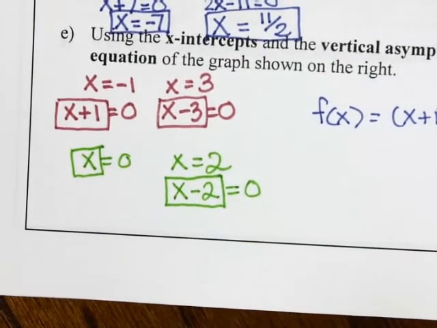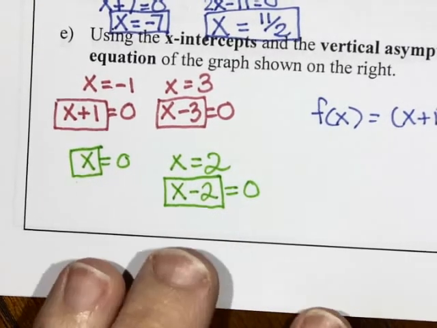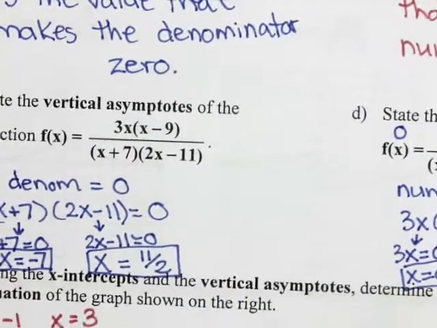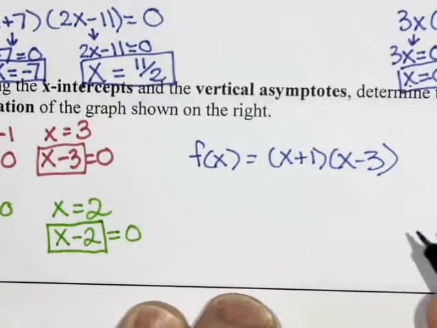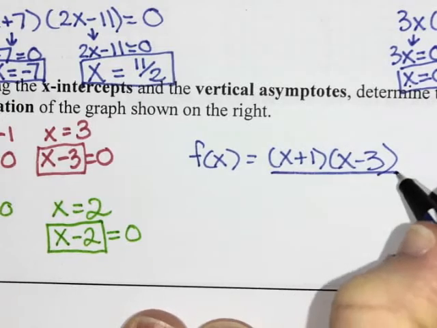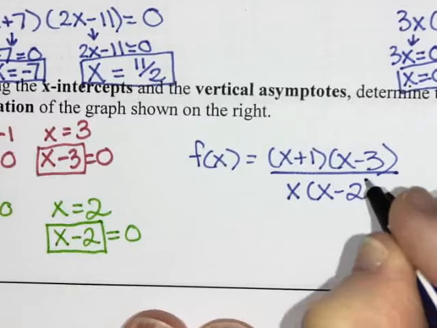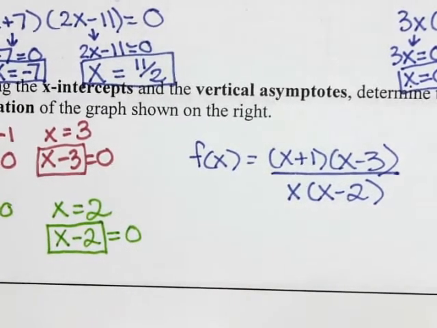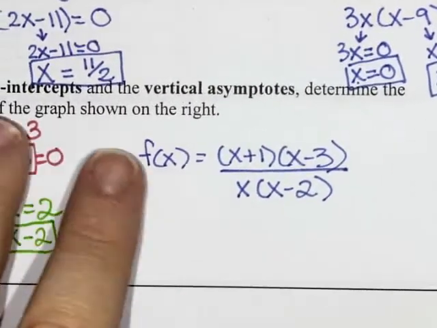Now, to be honest, I don't know if it's an x or a 2x or a 5x. Like in this one here, I had an x and it had a coefficient of 3. I wouldn't really be able to tell that just from the asymptotes and the x-intercepts. So from here, in the denominator, there should be an x and an x minus 2. So this is the basic equation for that graph using just the intercepts and the asymptotes.